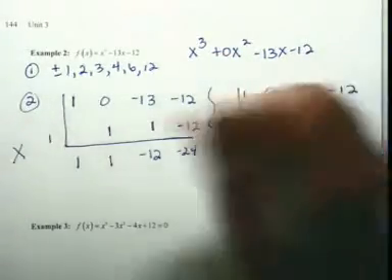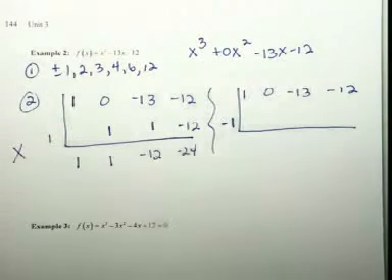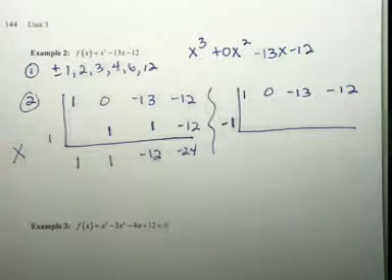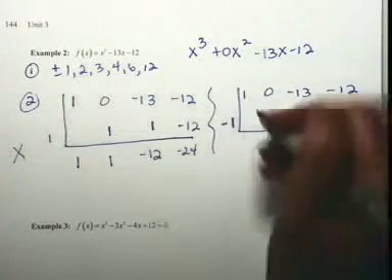Now, if you try 1, don't forget to try a -1. You don't have to start with the smaller numbers. You can start with 12 or -12. I just think it's a little easier to start with the small numbers, but don't forget to try your negatives.